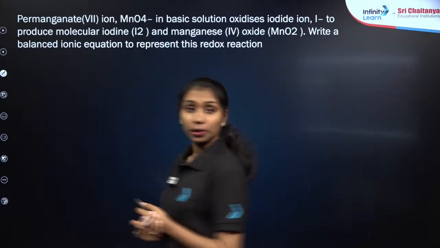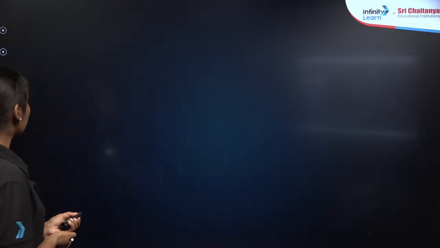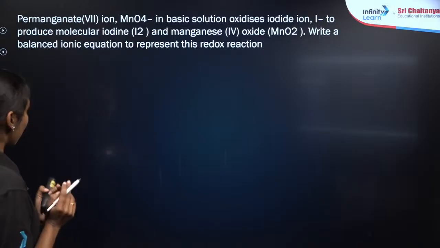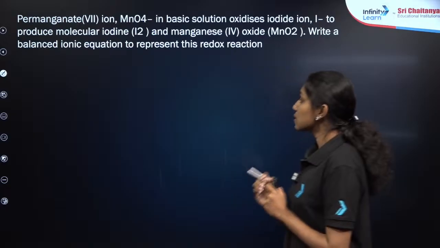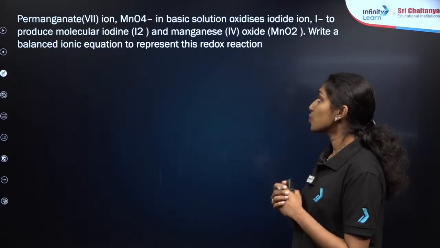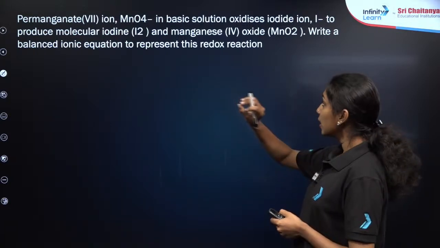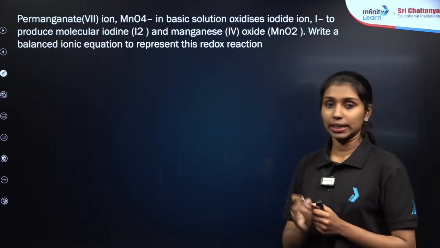Now here is the next question for you. The question is, permanganate ion MnO4 minus in basic solution oxidizes iodide ion I minus to produce molecular iodine and manganese dioxide. Write a balanced ionic equation to represent this redox reaction. The reaction is given in words. You have to find out the chemical reaction, the skeletal equation, and you have to balance it accordingly.